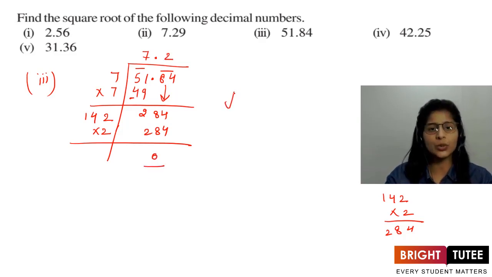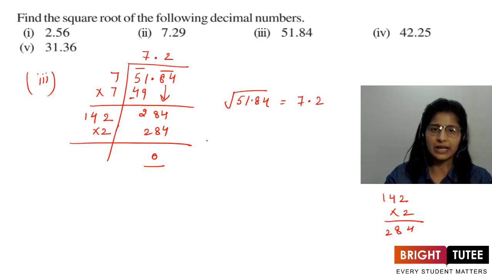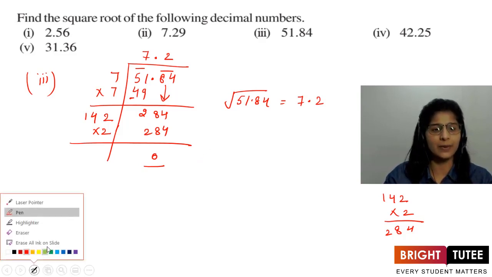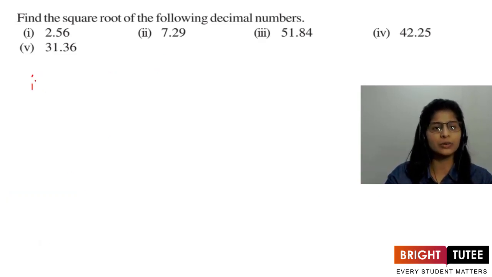So we see that the square root of 51.84 comes out to be 7.2. Clear? Let's solve the next part now. In the fourth part, we are asked about 42.25. Let's make the pairs. One will be this one, another will be this one.